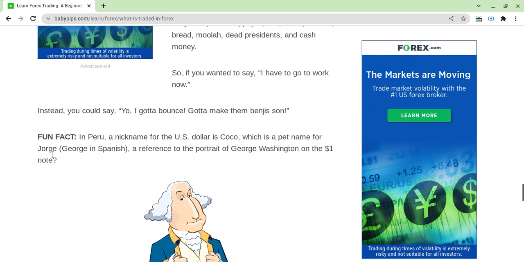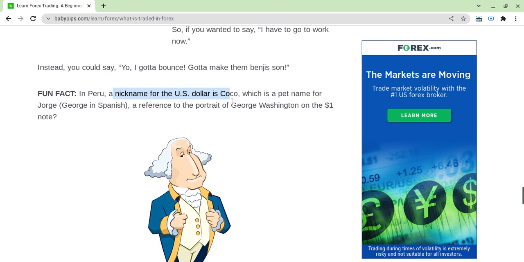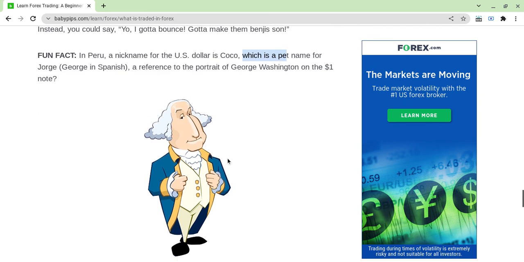Anyway, fun fact. In Peru, a nickname for the US dollar is Coco, which is a pet name for Jorge, George in Spanish, a reference to the portrait of George Washington on the $1 note.